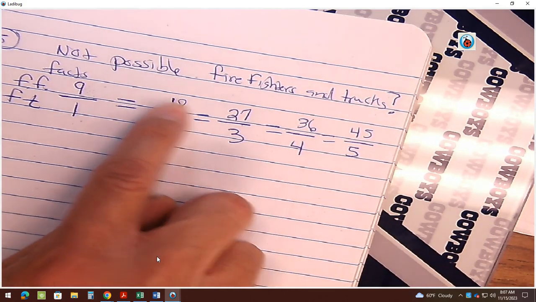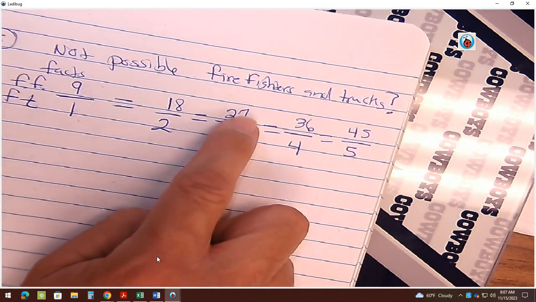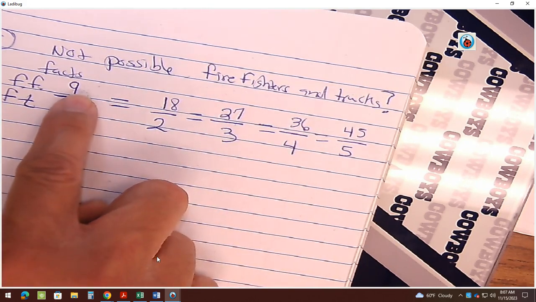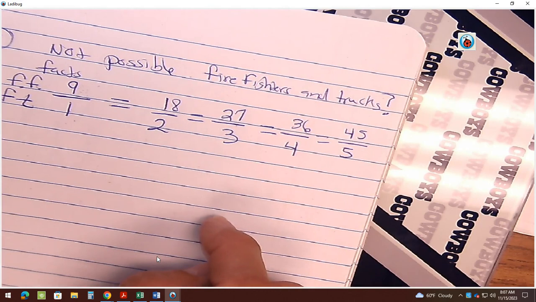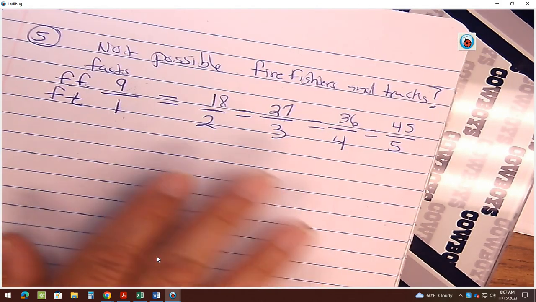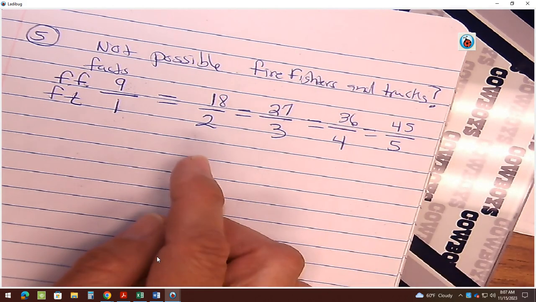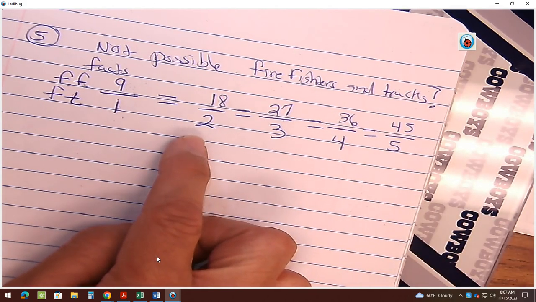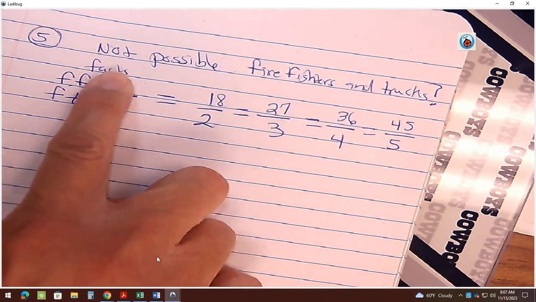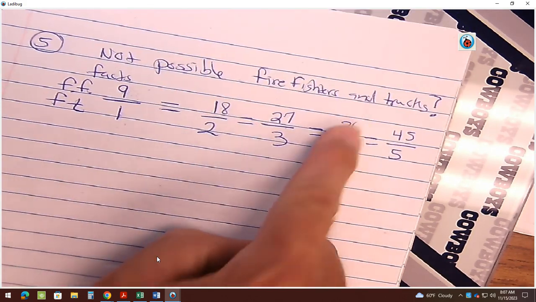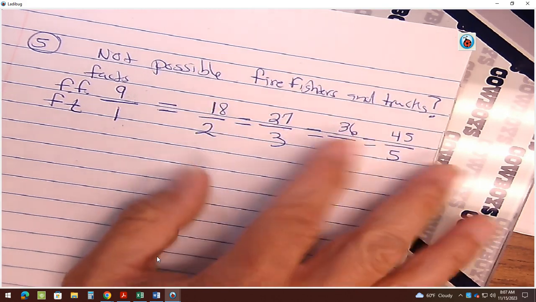I can have 18 firefighters for 2 trucks. I can have 27 firefighters for 3 trucks, 36 firefighters for 4 trucks, and so on. You understand? Now that I have all my possible ones, and there's more, but Mr. Rivera likes to stop at the 5th one. Okay? So this is the first one because that was 1. 1, 2, 3, 4, 5. I'll stop at the 5th one.